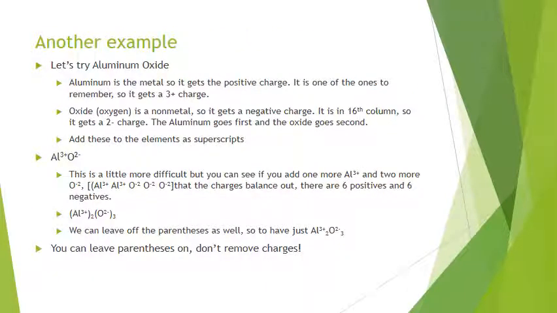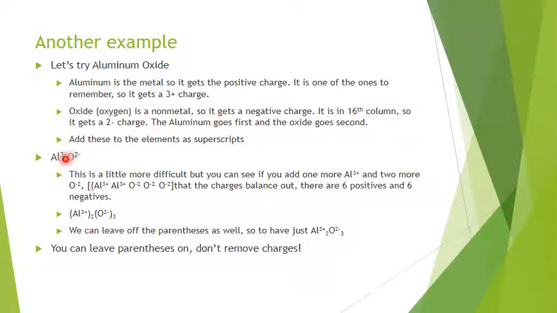Right, let's do another one. Aluminum oxide. We know the answer already from a previous slide was Al2O3. So let's see why. Aluminum is a metal, it ends in um. If you go to England, it would end with ium. So it gets a positive charge, and it's one you have to memorize, and has a 3 plus charge. Oxygen's a nonmetal. It's found in column 16, and everything in column 16 gets 2 minus.